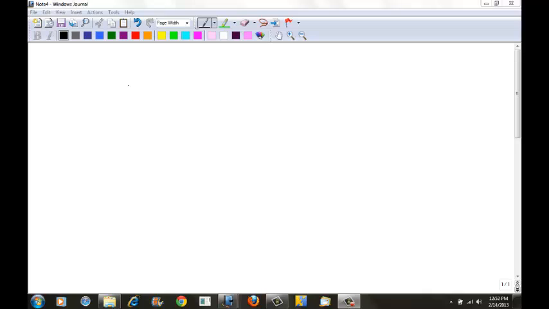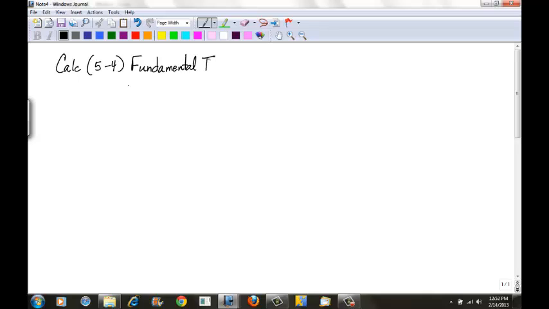Okay, and section 5.4, they call it the fundamental theorem of calculus. And basically, the fundamental theorem of calculus relates the derivative to the definite integral.